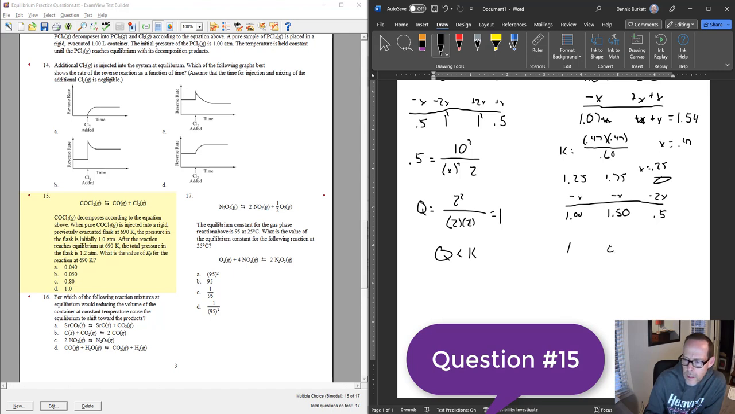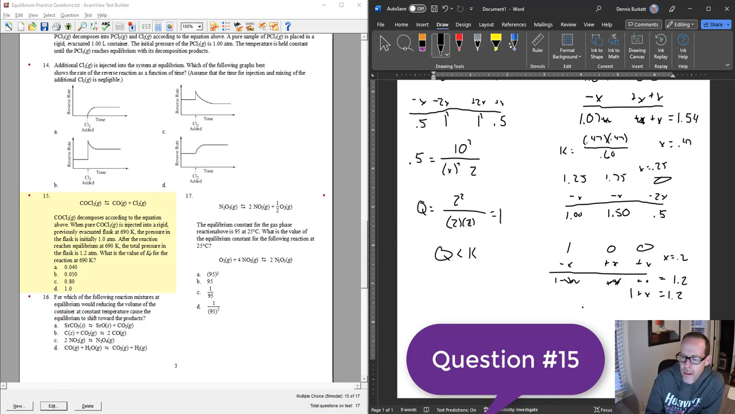I've got 1, 0, 0. This is going to change minus x, plus x, plus x. So I've got 1 minus x, plus x, plus x, and all of these equal 1.2 atm. So the total pressure at equilibrium is 1.2. Again, one of my x's is going to cancel. I'm left with 1 plus x equals 1.2, which means x is 0.2.